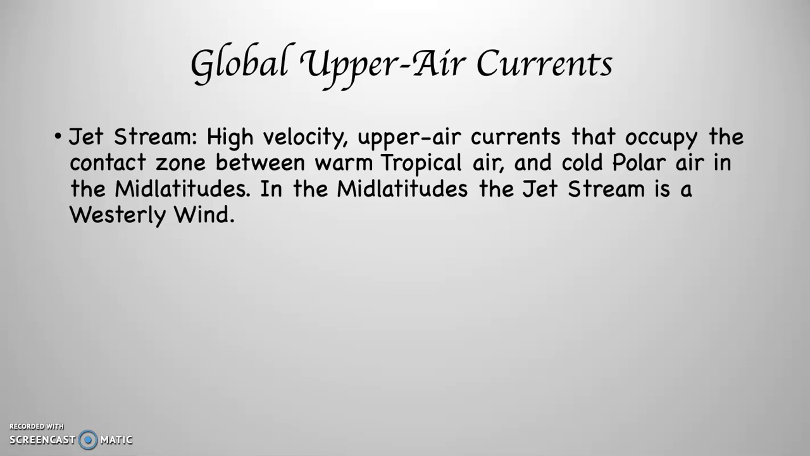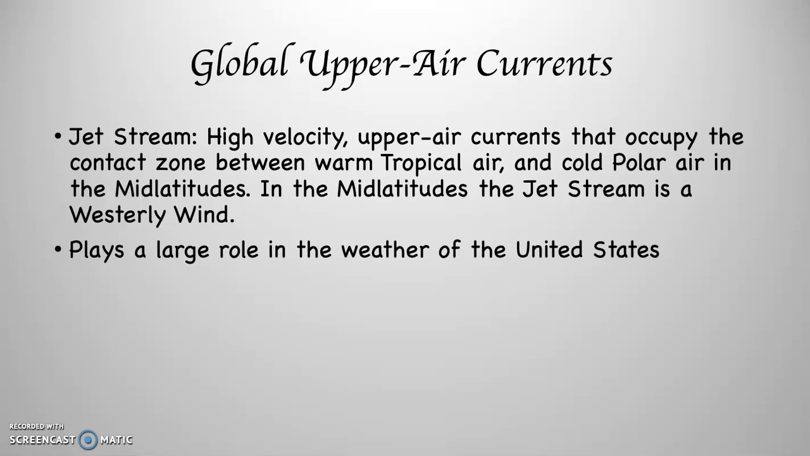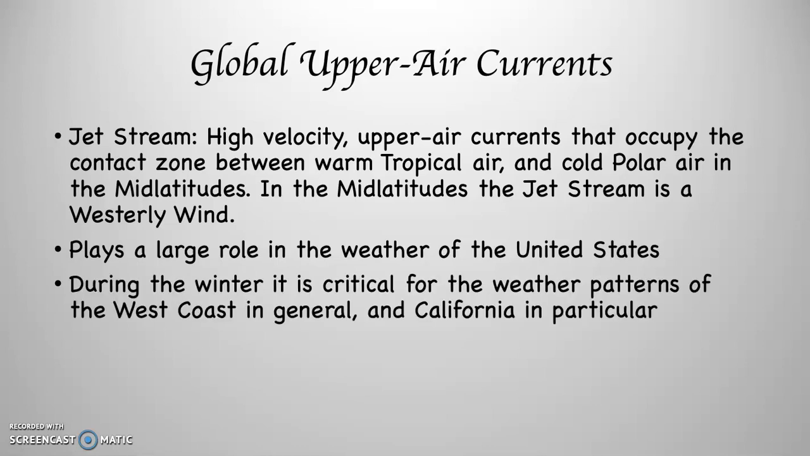In the mid-latitudes, the jet stream is a westerly wind, which means it blows out of the west. The jet stream plays a large role in the weather of the United States, especially during the winter. And in California, it's critical for the weather patterns in the winter. On the West Coast in general, but in California in particular, and especially Southern California, the jet stream really is the game changer on whether we're going to get that storm or we're not going to get that storm.